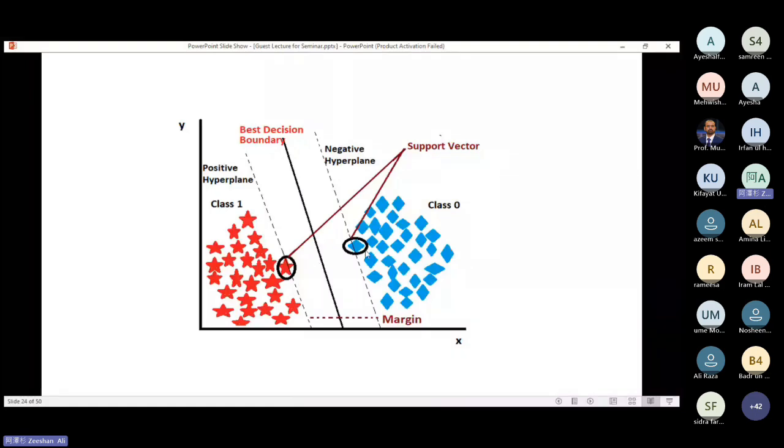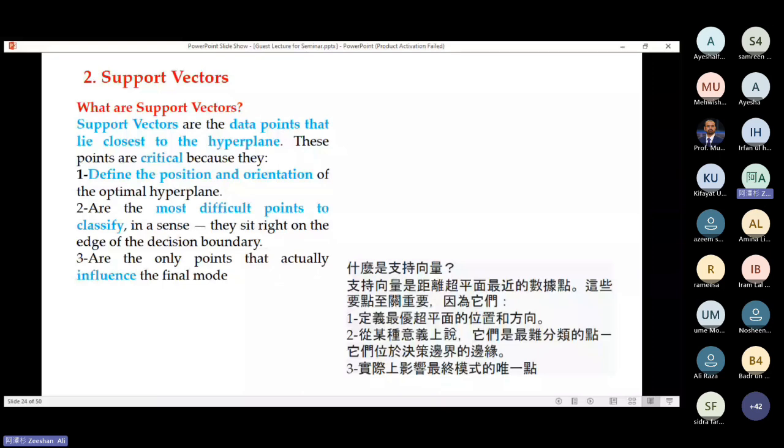The data points which touch the decision boundary or hyperplane are called support vectors. This time we have one point touching the positive hyperplane, and here also we have one point touching the negative hyperplane. So we have two support vectors, but maybe sometimes we have 4 support vectors, 7, or 8 support vectors, sometimes we have no support vectors. These points are critical because they define the position and orientation of the optimal hyperplane.